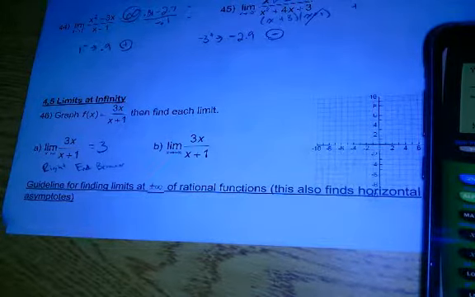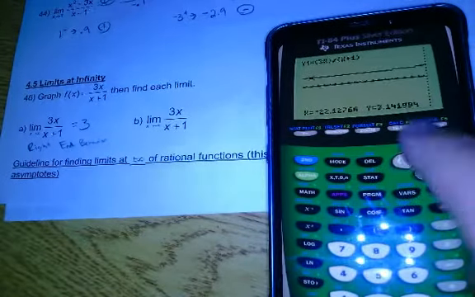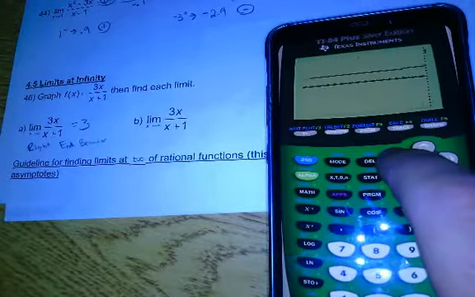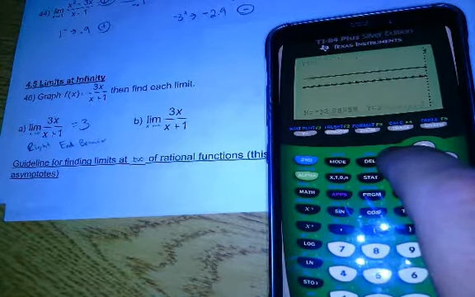Now the left-hand side. Trace, now go to the left-hand side. So looking at that y, it's getting closer and closer to what number? On my graph, I've already moved it over a lot. So I'm going further and further to the left. It's closer and closer to what? So it's going to be 3.